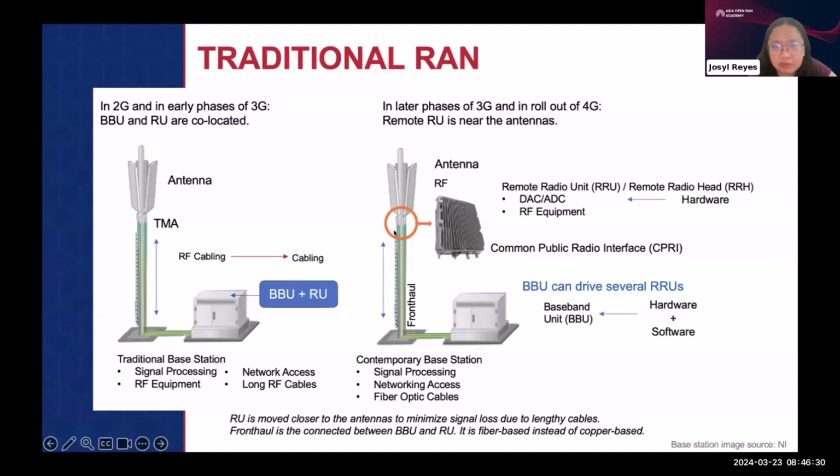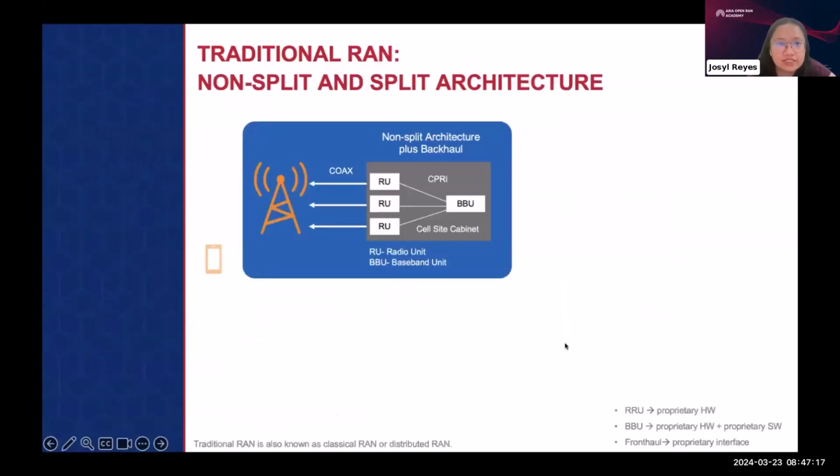And now, because they are separated, we have the BBU and the remote radio unit, sometimes called the remote radio head. So this part focuses on the RF side. This one focuses on the signal processing side. And aside from the separation of the two, there is an interface that was introduced, the Common Public Radio Interface, or the CPRI. And there was a change as well. In the past, there were some copper cables in the RF cabling, and now it may be fiber-based cables. Okay, so that's the traditional RAN setup.